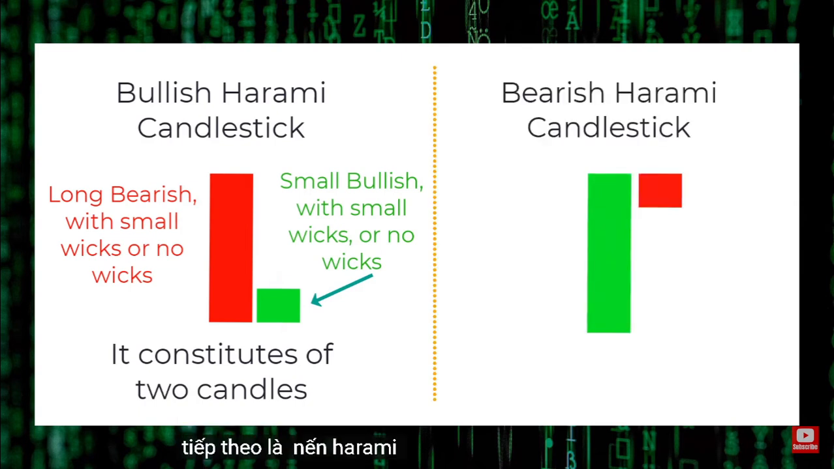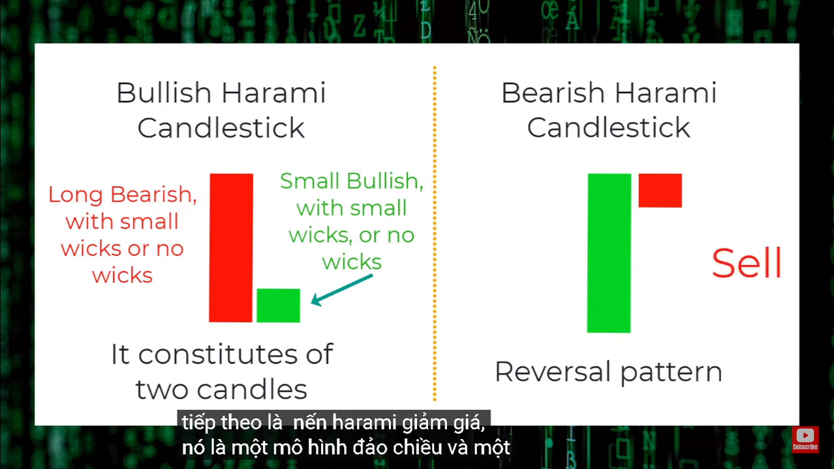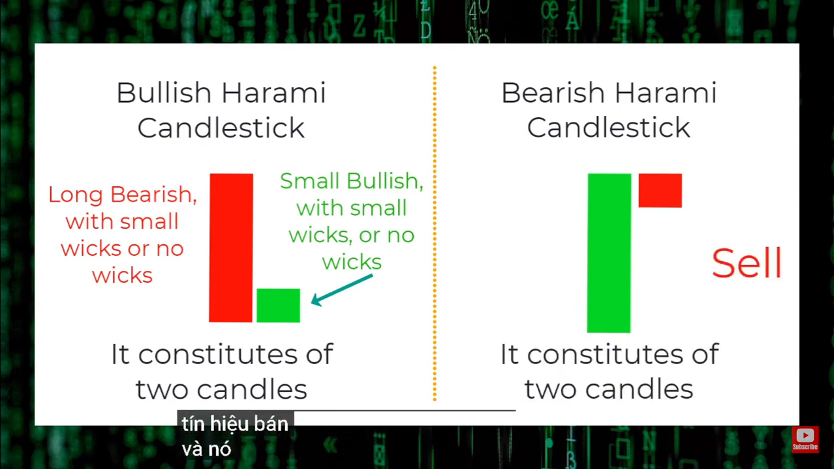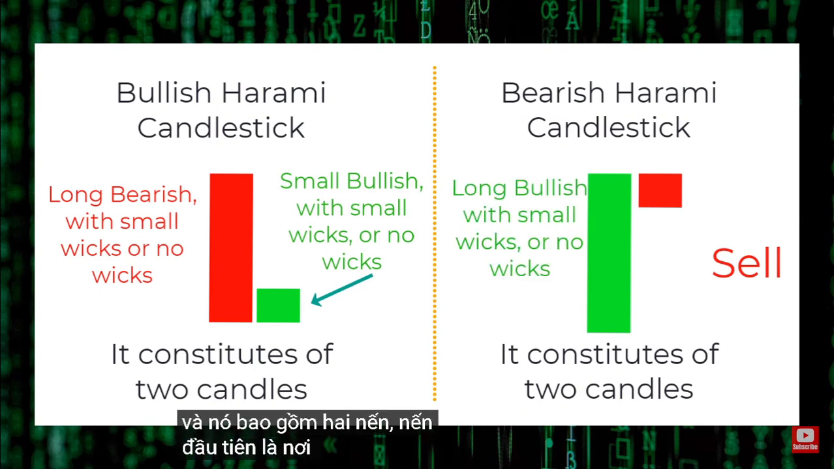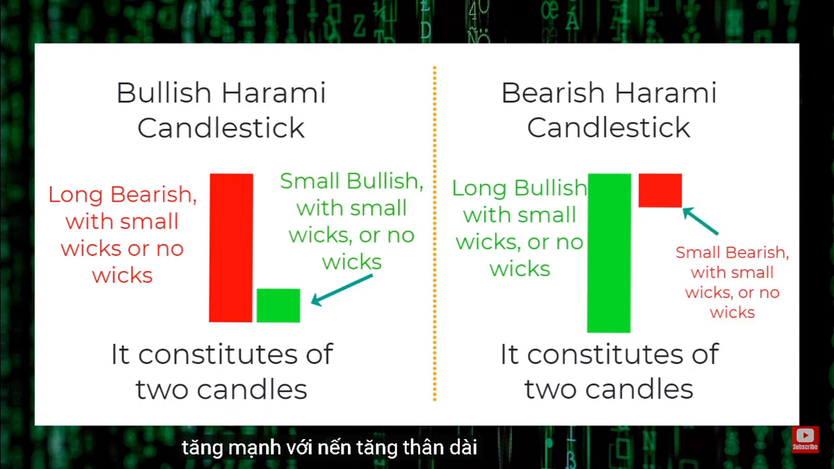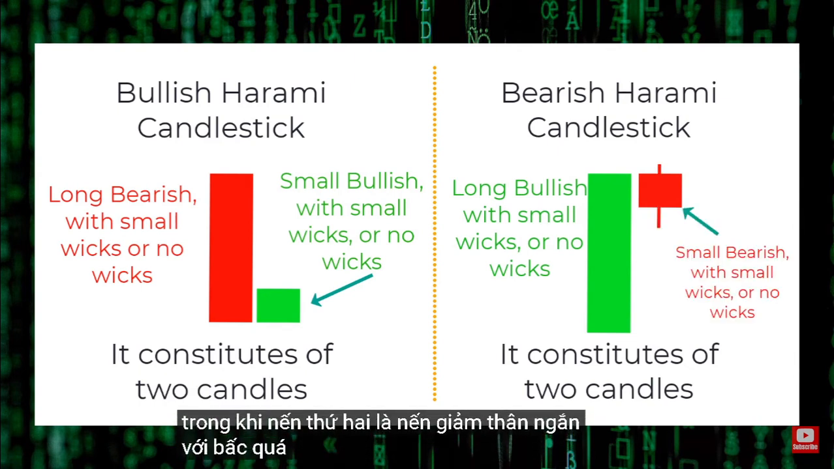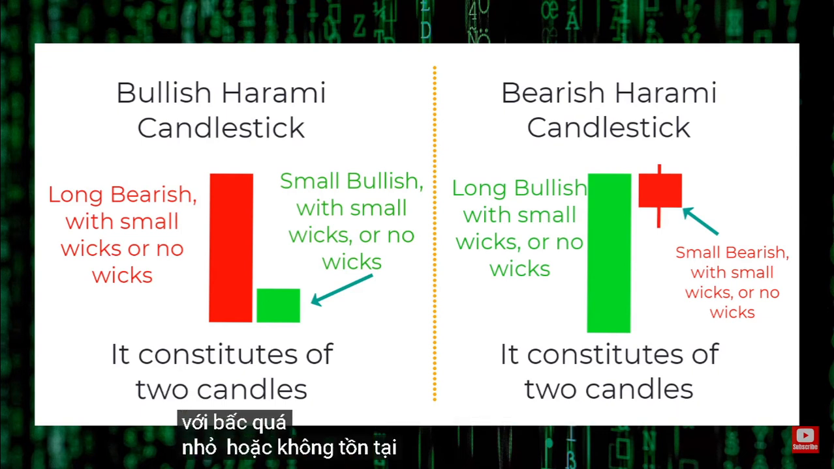Next is the bearish harami candlestick. It's a reversal pattern and a sell signal, and it constitutes of two candles. The first is where the price makes a sharp rise with a long body bullish candle, while the second is a short body bearish candle with wicks that are either too small or do not exist.